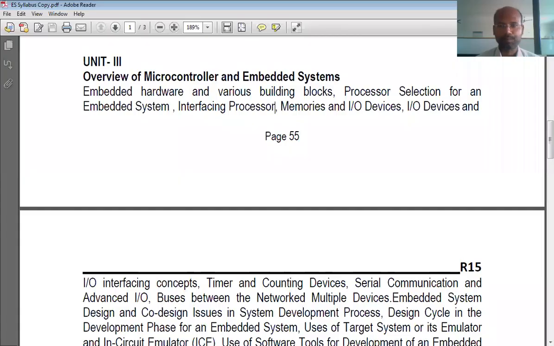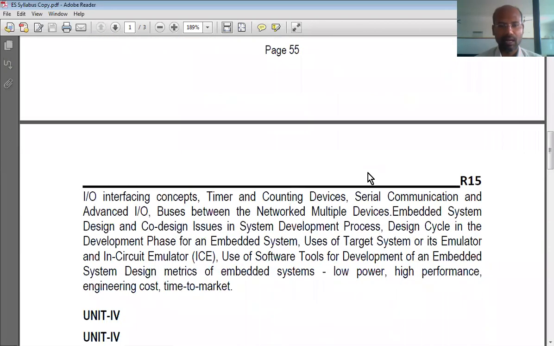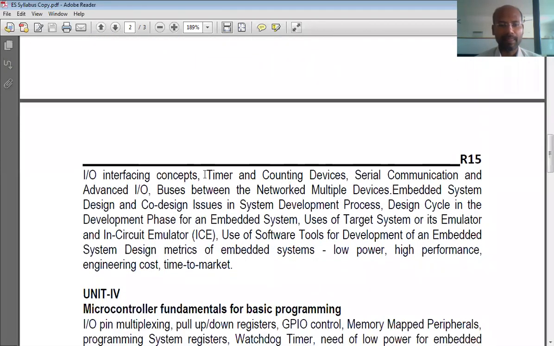So, let's resume the session. In Unit 3, we will cover the different building blocks of embedded systems and processor selection. Okay, IO devices. These IO devices mean input and output devices. And we talk about timers and counting devices and serial communication.